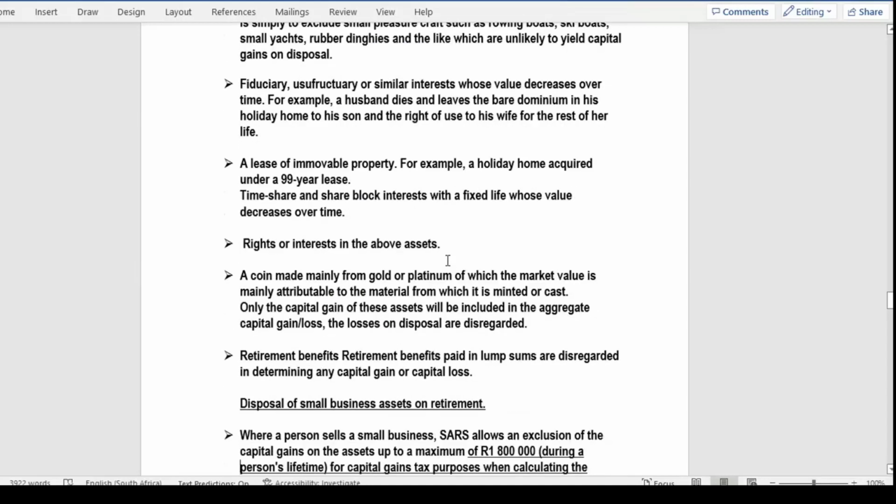Coins made mainly from gold or platinum, of which the market value is mainly attributable to the material from which they are minted or cast. Only the capital gain of these will be included in the aggregate capital gain or loss. Losses on the disposals are disregarded. Retirement fund benefits, we dealt with this, which are benefits paid in a lump sum that are disregarded in determining any capital gain or loss.